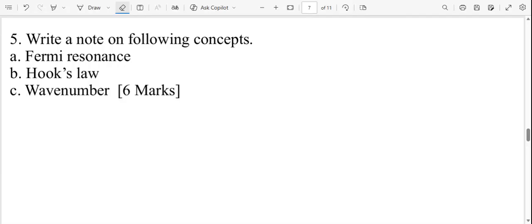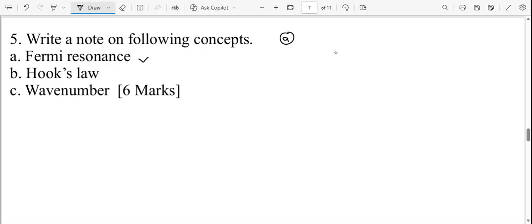Okay, so the other question says, write notes on the following concept, where we have Fermi resonance. So I'll explain the writing. What do we understand when you say Fermi resonance? Fermi resonance is just the interaction between fundamental vibration and overtone combination bands having the same or similar energy, resulting in band splitting and intensity change. So it will increase the intensity.